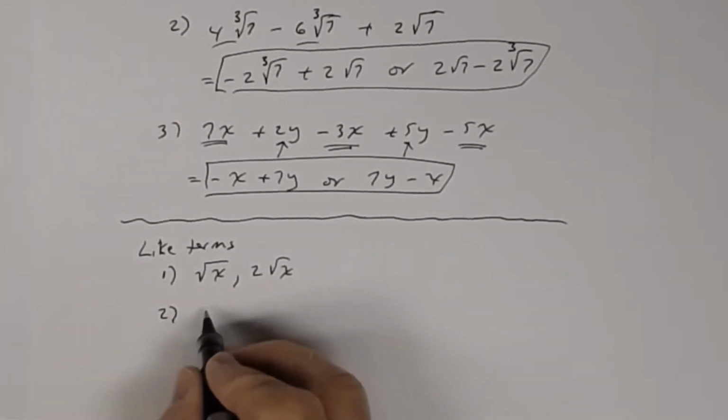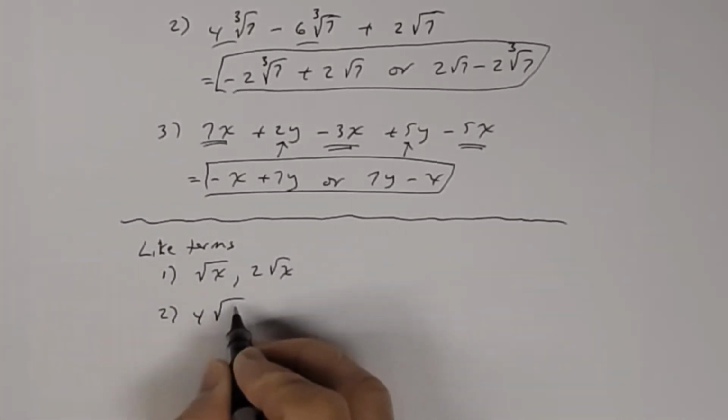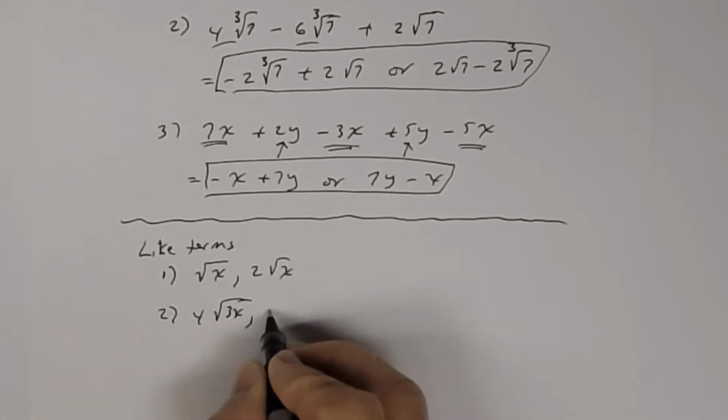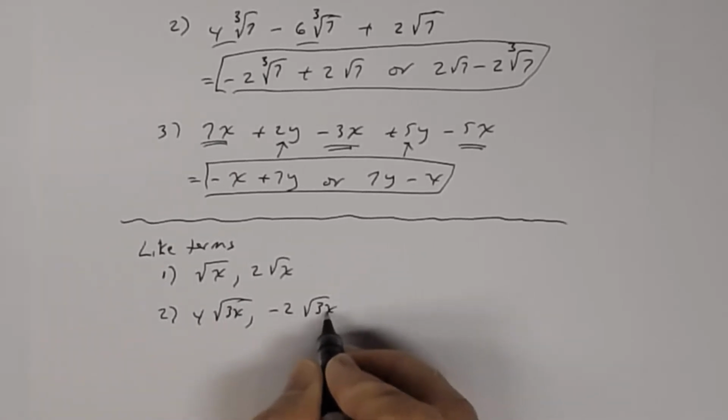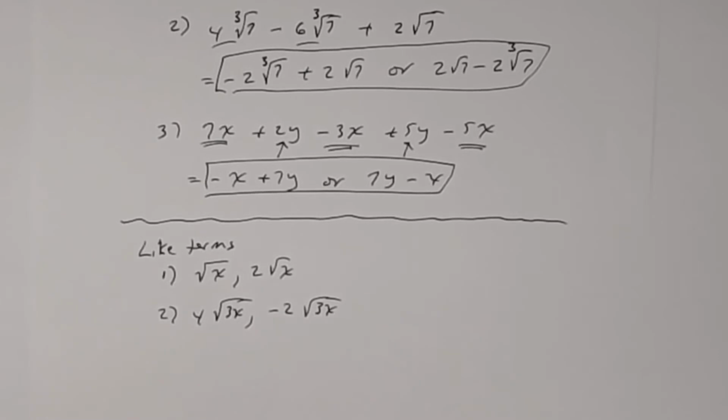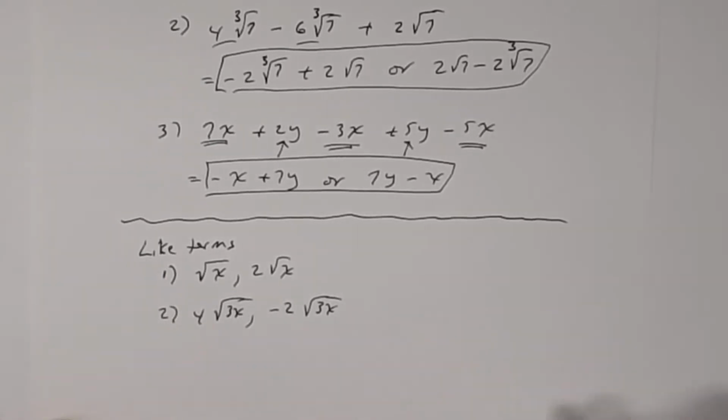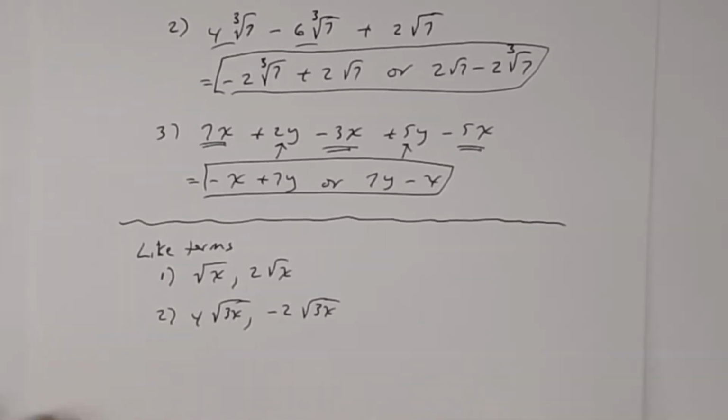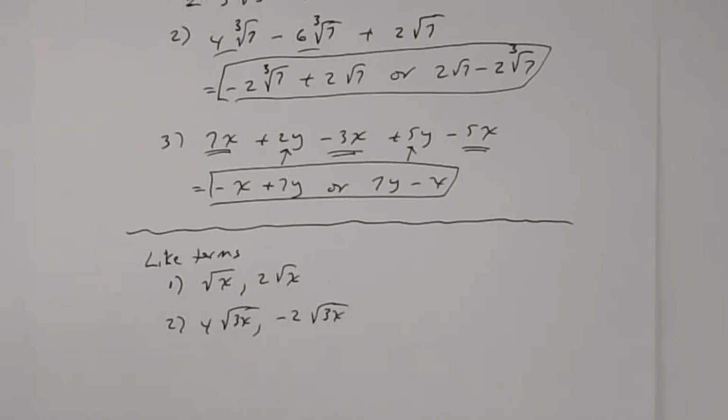Number 2, 4 square root of 3x, comma, -2 square root of 3x. So those are like terms. The indices are the same, square root, and the radicands are the same, 3x, 3x. Now before we go on, remember, when talking about like terms, you must make sure that those radicals are simplified first. And in our examples, they will be. They have to be simplified first before you can discuss whether they're like terms or not.